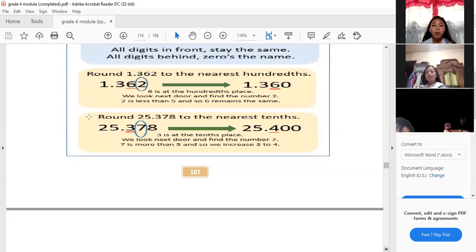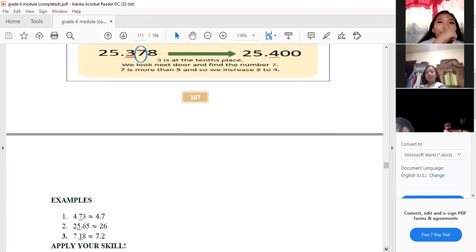Next example, we have 25.378, round to the nearest tens. It's like rounding off a whole number. The 3 has 7 beside it. Therefore, do we add or not? We add, so this 3 would become 4. That would be 400.